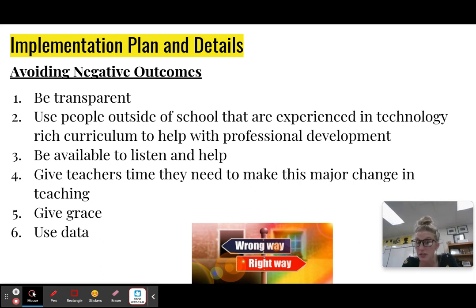Maybe use people outside of the school that are experienced in technology-rich curriculum or these technology choices and student-centered learning to help with the professional development, or even when I roll this out, help convince them that this is a good thing. I need to be available to listen and help. I need to give teachers time that they need to make this major change in their teaching and their lessons. Got to give them time, got to give them grace, and I got to use data to prove my point.